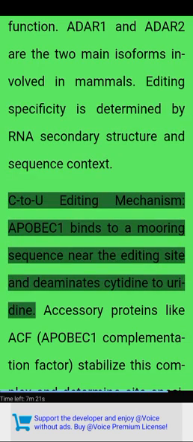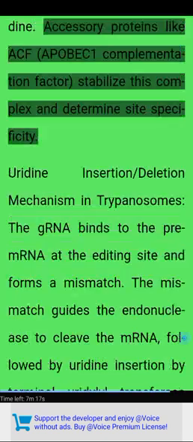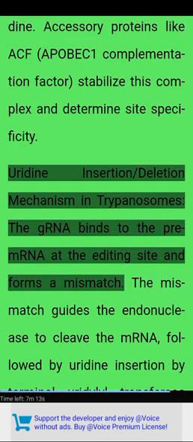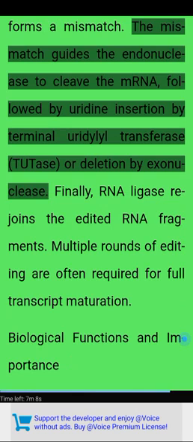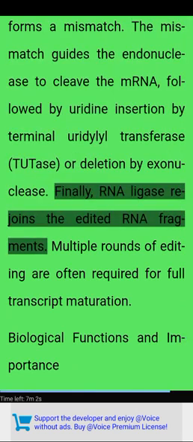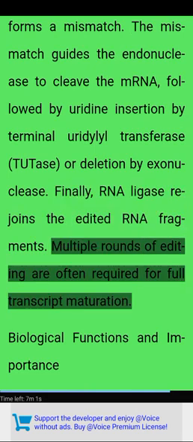C-to-U editing mechanism. APOBEC1 binds to a mooring sequence near the editing site and deaminates cytidine to uridine. Accessory proteins like ACF, APOBEC1 complementation factor, stabilize this complex and determine site specificity. Uridine insertion-deletion mechanism in trypanosomes. The gRNA binds to the pre-mRNA at the editing site and forms a mismatch. The mismatch guides the endonuclease to cleave the mRNA, followed by uridine insertion by terminal uridylyl transferase, TUTase, or deletion by exonuclease. Finally, RNA ligase rejoins the edited RNA fragments. Multiple rounds of editing are often required for full transcript maturation.